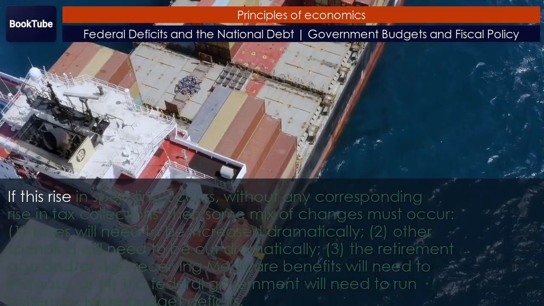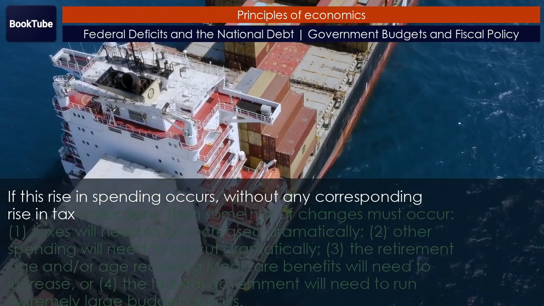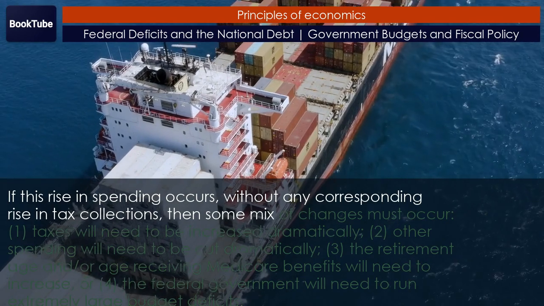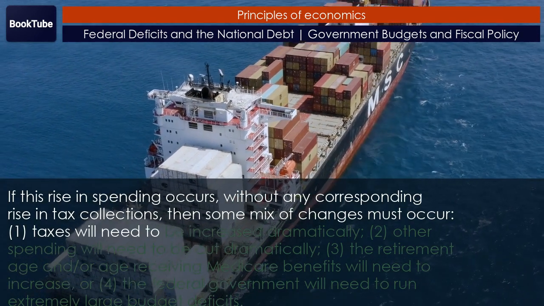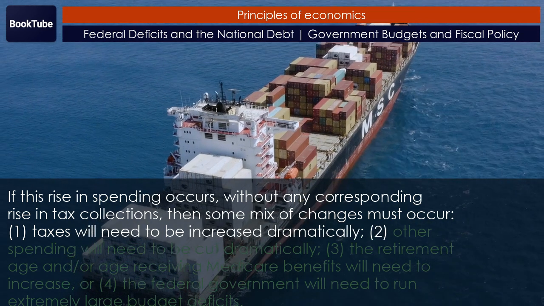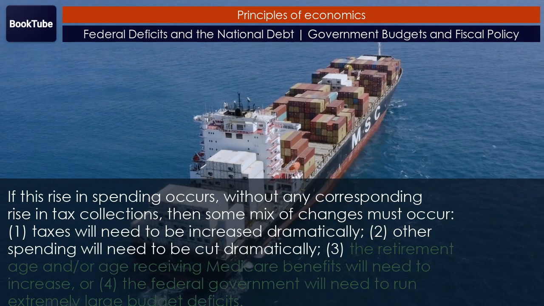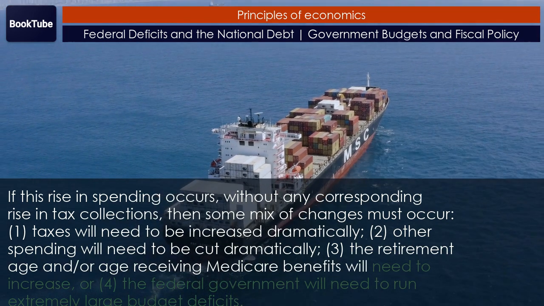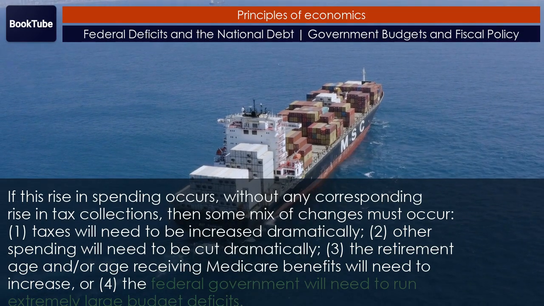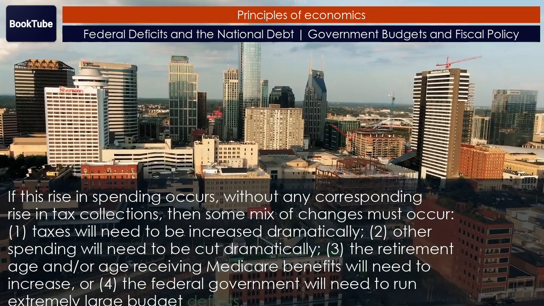If this rise in spending occurs without any corresponding rise in tax collections, then some mix of changes must occur. 1. Taxes will need to be increased dramatically. 2. Other spending will need to be cut dramatically. 3. The retirement age and/or age receiving Medicare benefits will need to increase. Or 4. The federal government will need to run extremely large budget deficits.